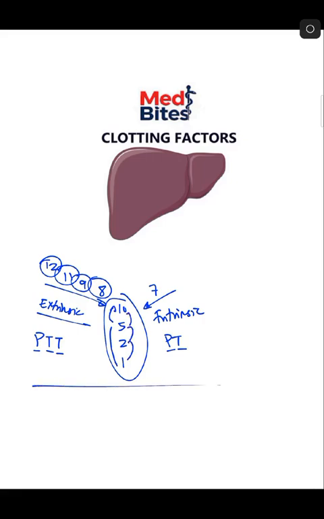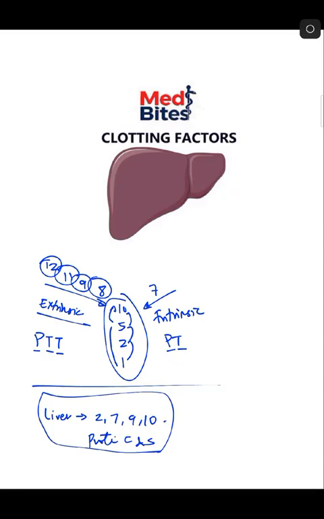Okay, so you've got to know which factors are created in the liver because this ties up a lot in cases of cirrhosis. So you've got to know that the liver is where factors 2, 7, 9, 10, along with protein C and S are created. This process is vitamin K dependent. It's important to know this.